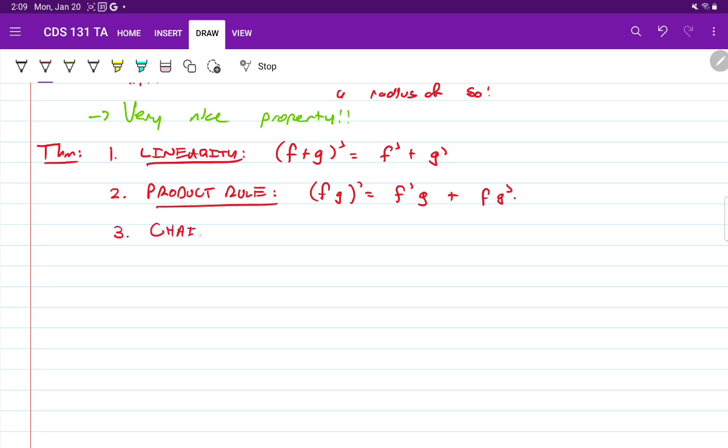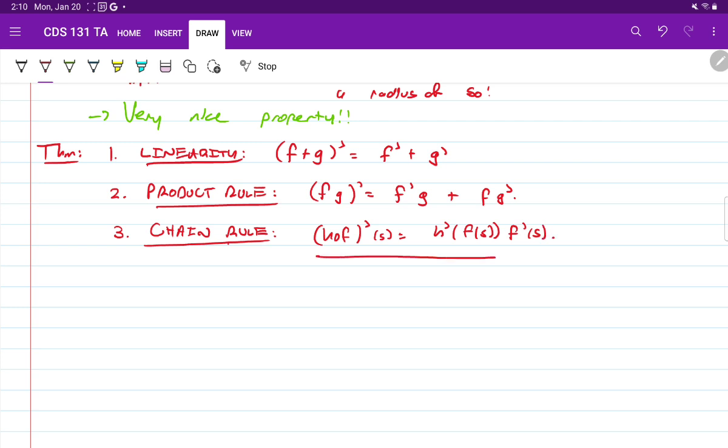And then finally, what I have is the chain rule. So if now I have h of f, and I take its derivative, I'm just going to assume that all of the domains are such that all these quantities are well defined. H of f, and I take its derivative at s, what I'll get is h prime of f of s times f prime of s. So these are all of our familiar derivative properties from the real numbers, and they all carry through to the complex case. Okay, very cool.